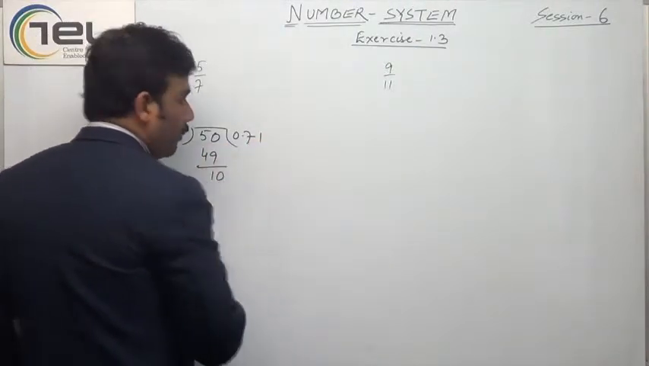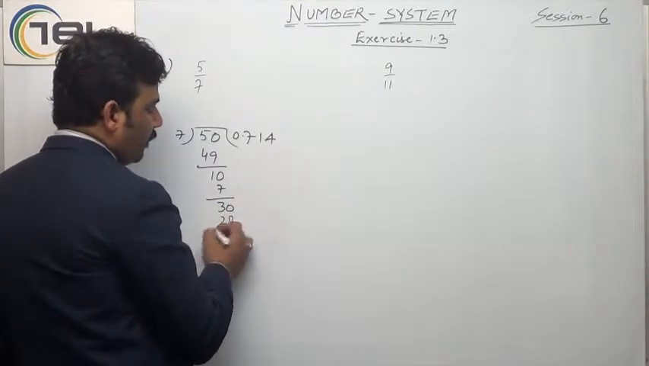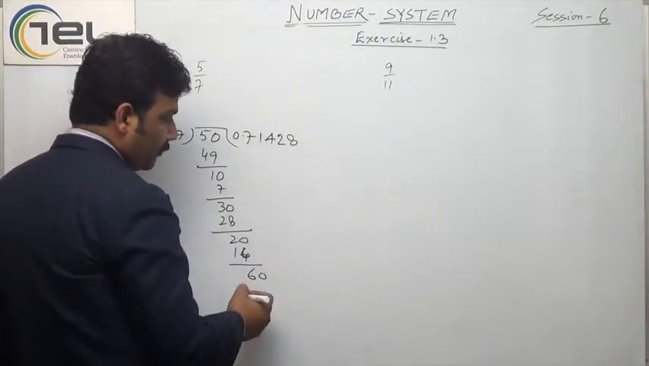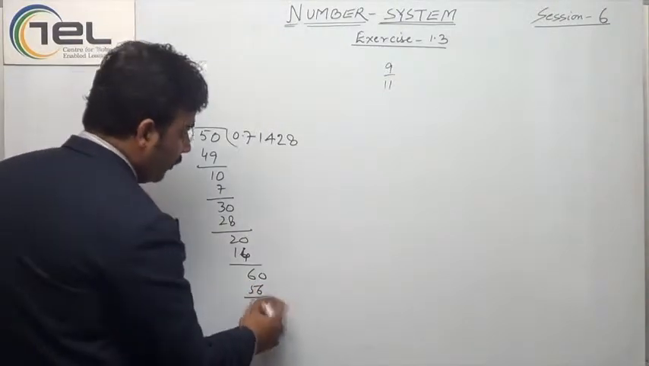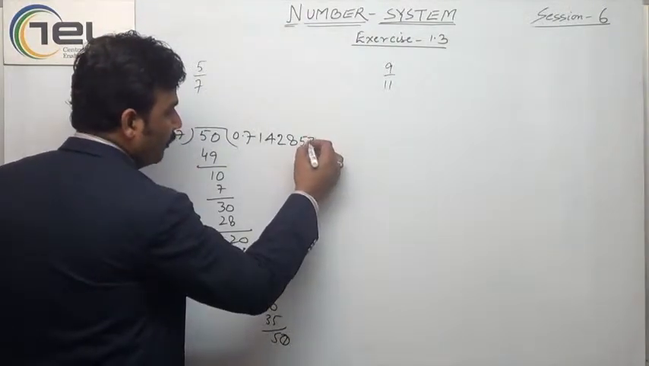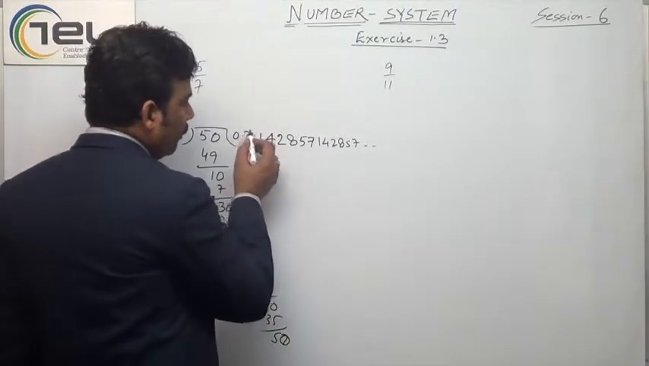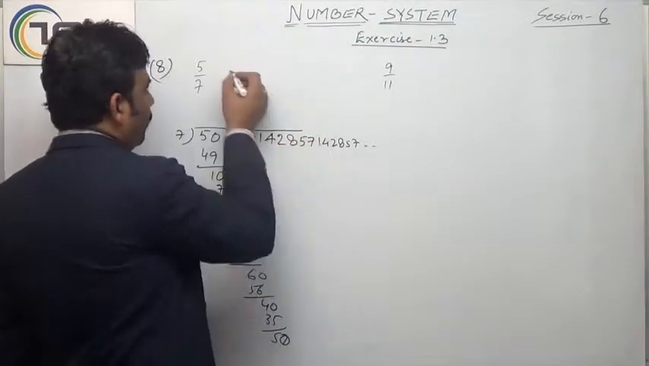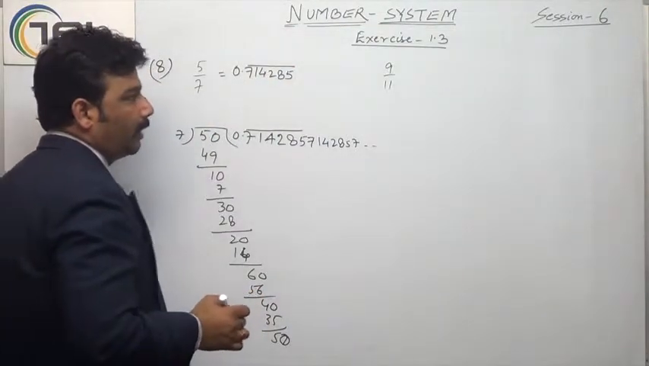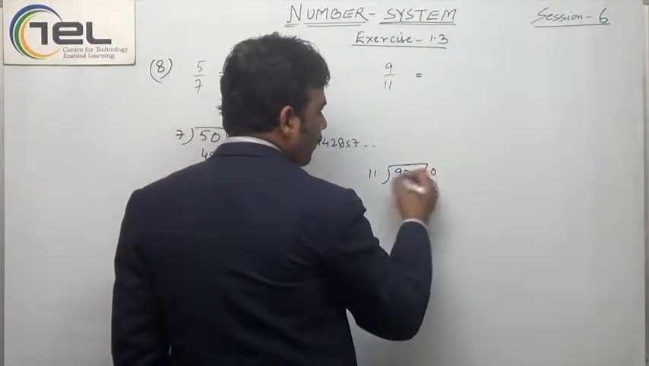Dividing 5 by 7, we get 0.714285 and so on, so it is 0.714285 with a bar over the repeating block. And 9/11 can be represented as, just try to solve it, 0.81 repeating.